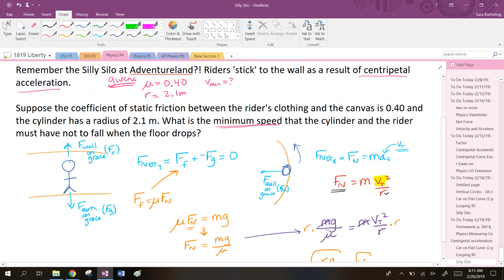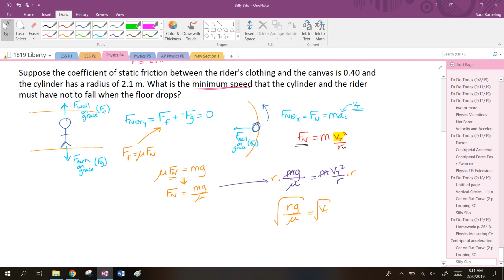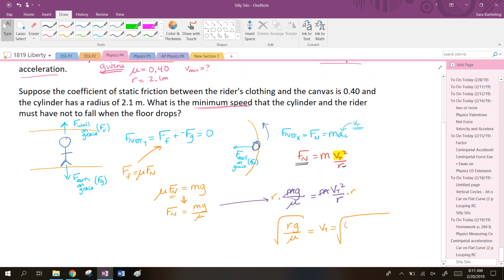We've got r. We've got mu. We know g, so we're in good shape. Let's go ahead and do it. Oh, there should not be a square root there because I already took the square root to get rid of that. Sorry about that. So here we go. It's going to be the square root of, the radius was 2.1. The acceleration due to gravity is 9.8 meters per second squared. Mu was 0.4. And this will tell us how fast that ride needs to be spinning in order for her not to fall.